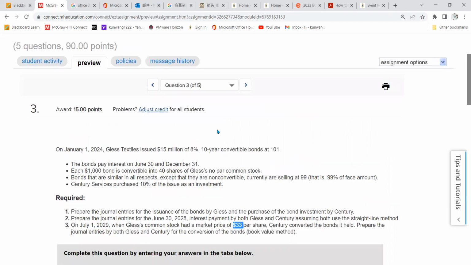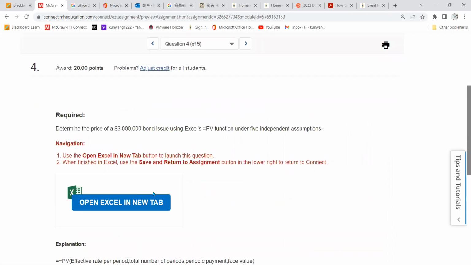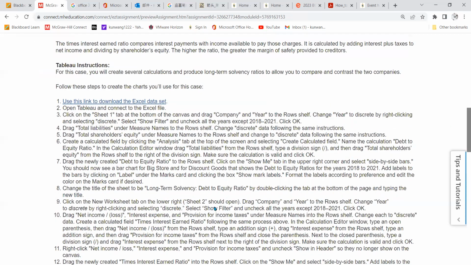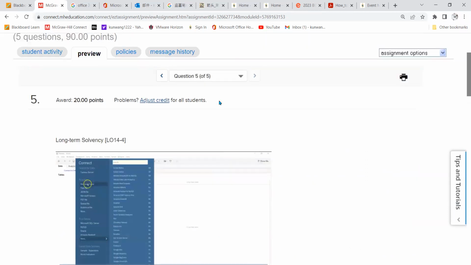Then I'm not really talking about the Excel, but you can do it. You really know the contents already. The only thing is to get more familiar with how to use the Excel, and this is the Tableau. They have step-by-step instructions to finish these ratio calculations for the data analytics part.